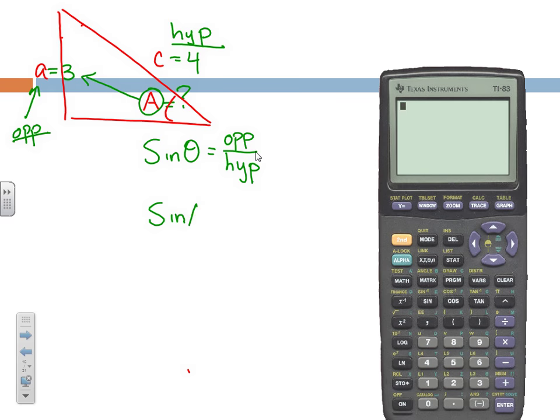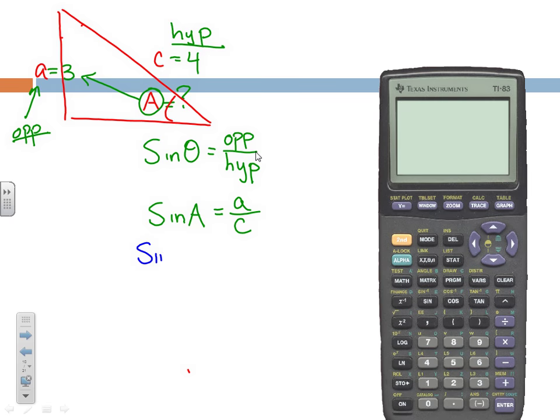So that's the angle, so I'm going to use sine A. My opposite side is side A. My hypotenuse is side C, so this is the equation that I'm going to use. Now when I do my substitution step, this is where we're going to see a difference from the previous problems.